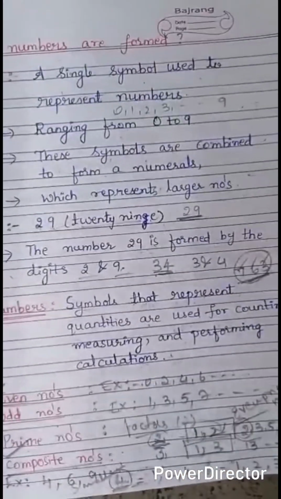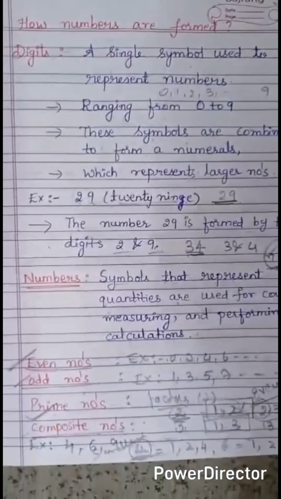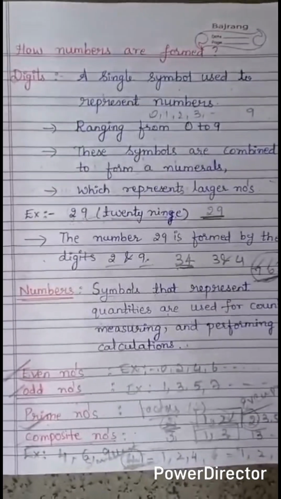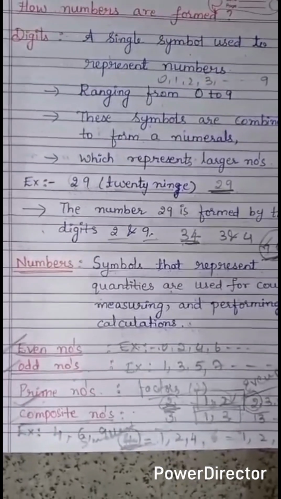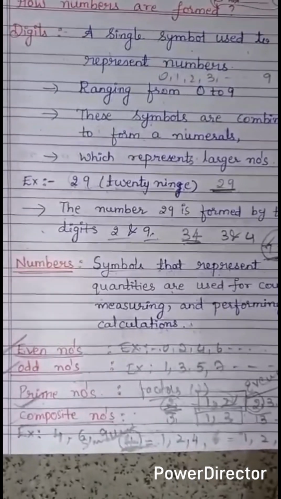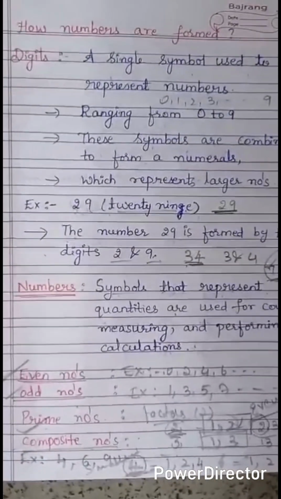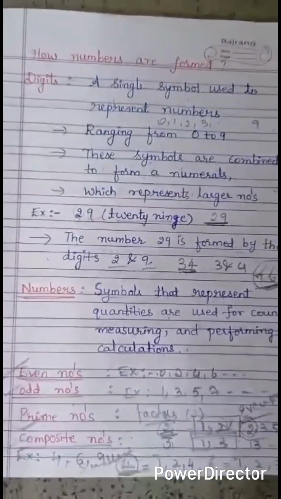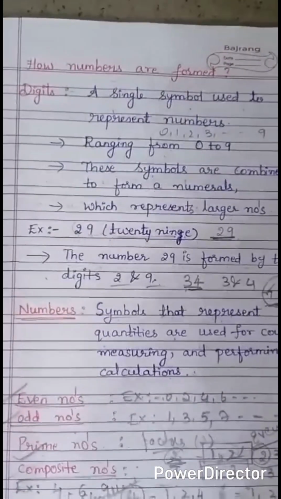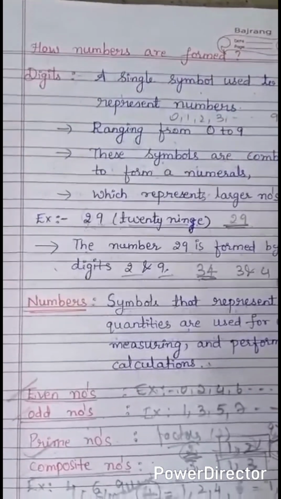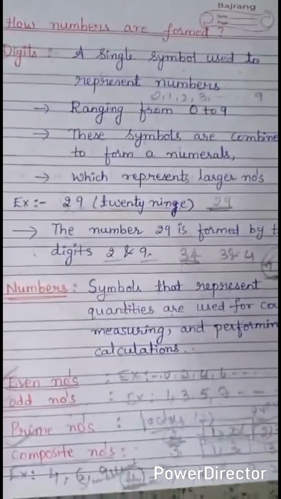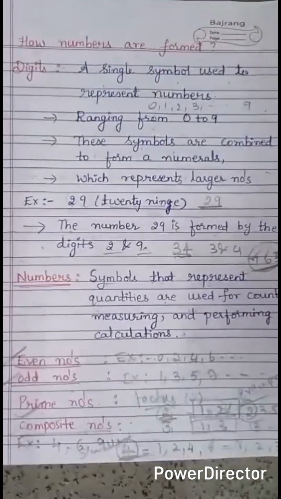Okay. Today what we learned: how numbers are formed, what digits are, the definition of digits and numbers, and the classification of numbers: even numbers, odd numbers, prime numbers and composite numbers. Tomorrow we will learn about the types of numbers, that are natural numbers and whole numbers, and some other types of numbers. Okay, thank you.